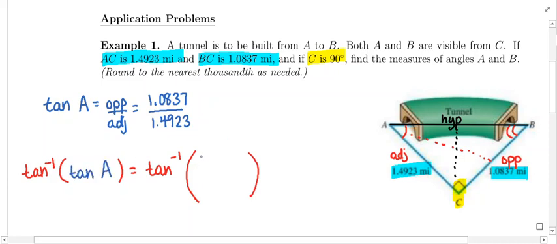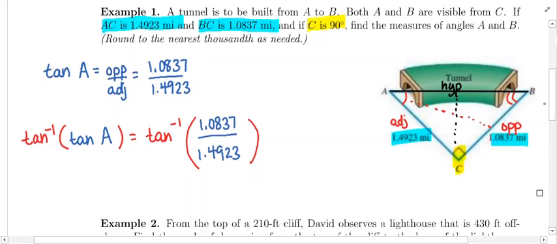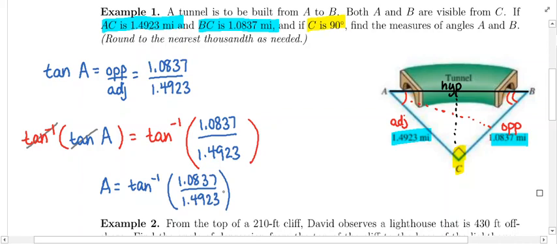That is equal to the tangent inverse of 1.0837 divided by 1.4923. On the left side, tangent inverse and tangent cancel, and that is going to leave you with angle A. So all we have to do is go to our calculator and punch in tangent inverse of 1.0837 divided by 1.4923, and that will give us the measure of angle A. And according to the directions, we are going to round to the nearest thousandth as needed.